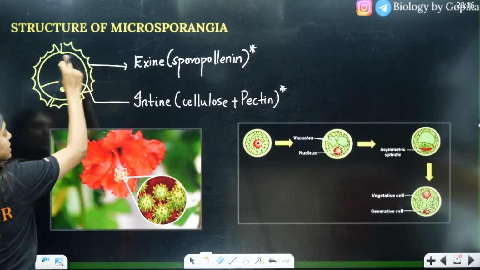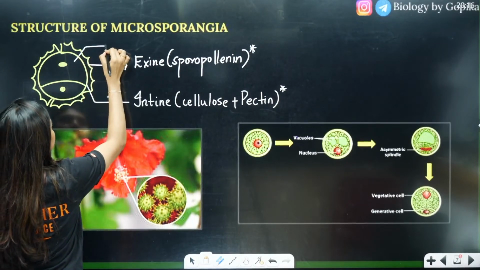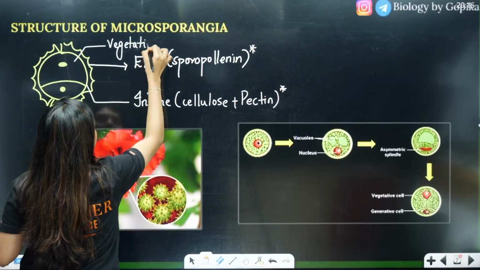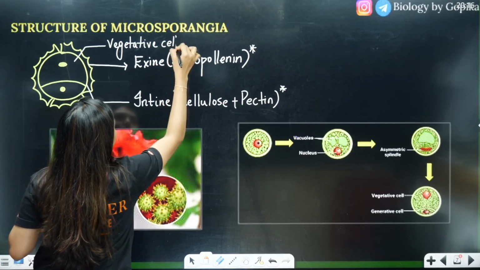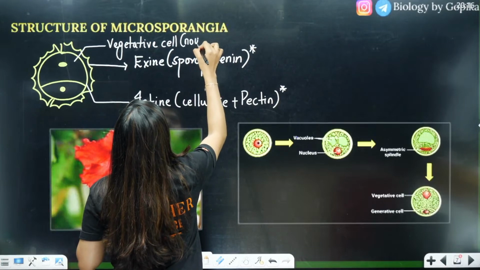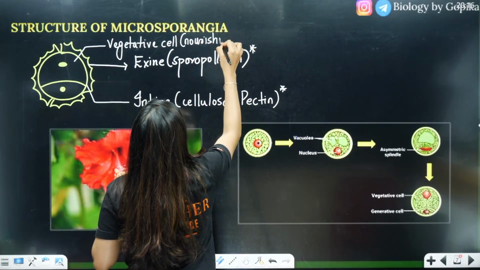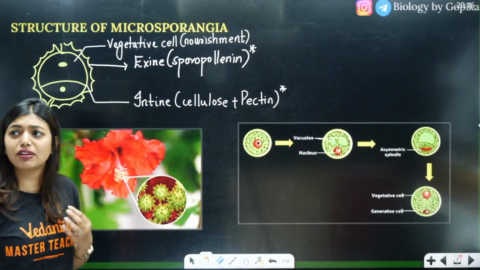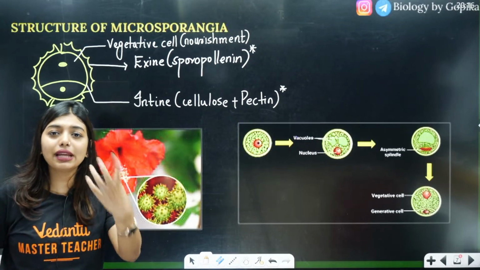The large cell that you are seeing is the vegetative cell. Ma'am, what is the vegetative cell going to do? It is going to provide the nourishment for the generative cell. Clear? Why? Because the generative cell has to make the male gamete.